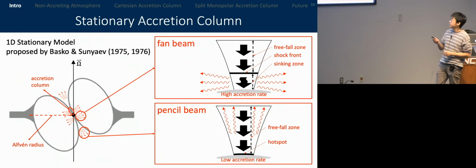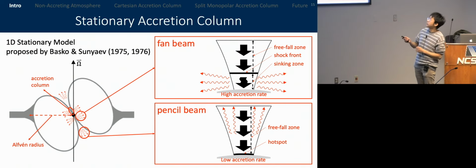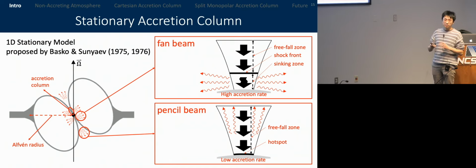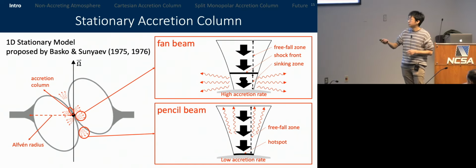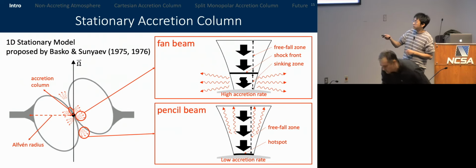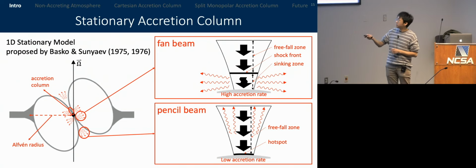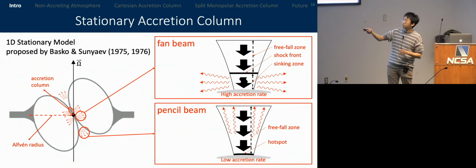So this is the very early model of the neutron star accretion. This is the 1D stationary model proposed by Basko and Sunyaev in 1976, specifically. Depending on how high the accretion rate is, you have different beam patterns of the radiation. If the accretion rate is low enough, then all the material goes directly in free fall onto the surface of a neutron star, and then you form a hotspot. The whole column is roughly optically thin, therefore radiation can directly leave through the top. People call this pencil beam pattern.